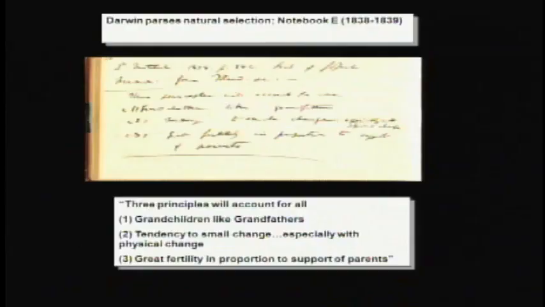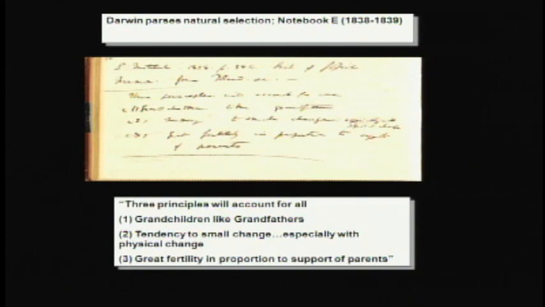However, 6 months later, or whatever it might have been, in Notebook E, he parses it in this incredible logical fashion. He says, 3 principles will account for all. That's what this is. Grandchildren like grandfathers, grandmothers might object. Tendency to small change, especially with physical change.